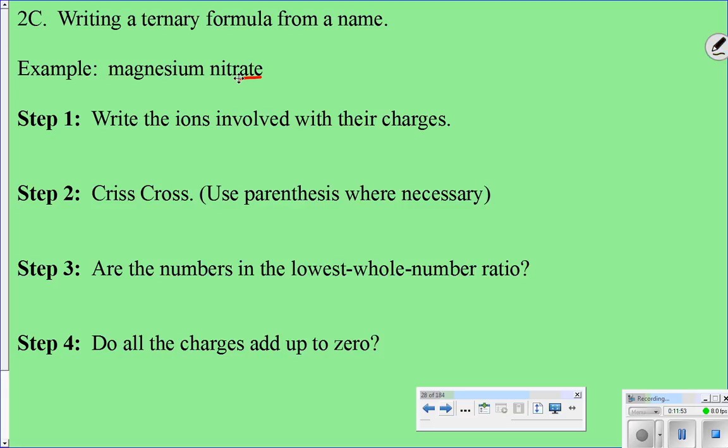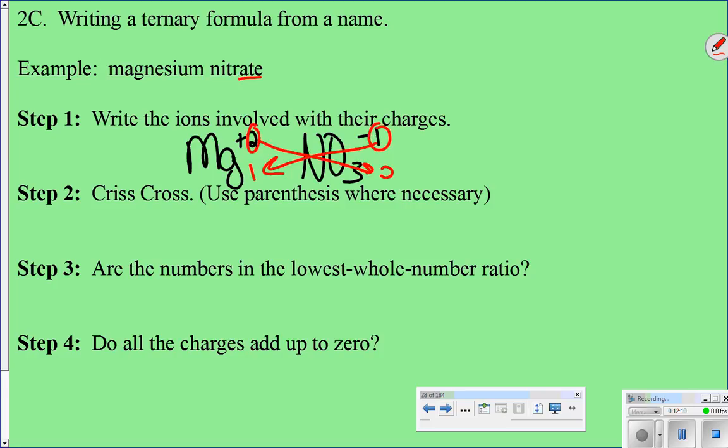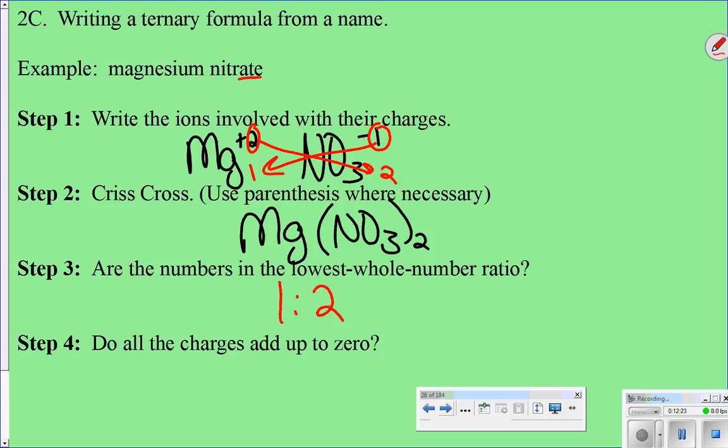So we're going to write each of these ions with their charges. Magnesium +2, nitrate, and you have to match that up exactly. Make sure you get an NO3, -1. We're going to crisscross, use parentheses when necessary, and we're going to get Mg(NO3)2. Our ratio is 1 magnesium to 2 nitrates, so that's the lowest whole number ratio. Magnesium's charge is +2. Each of those nitrates' charge is -1. They do add up to 0. So Mg(NO3)2.